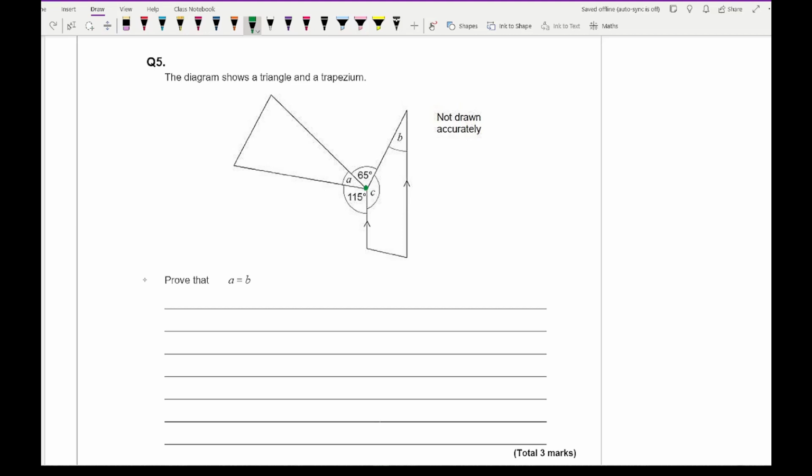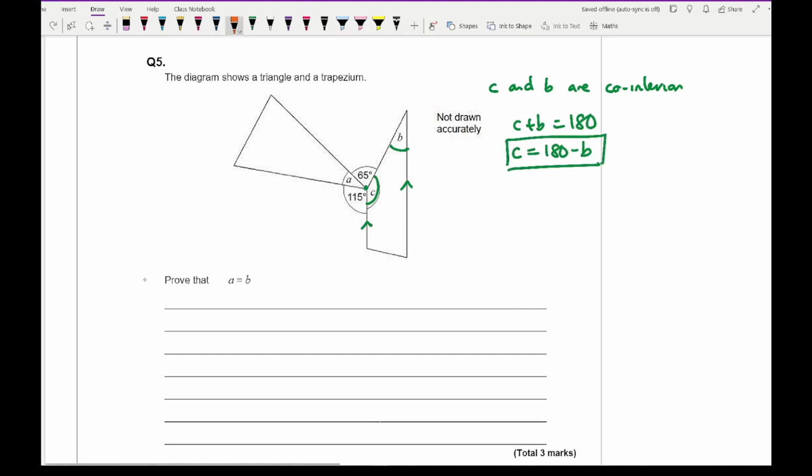So then from this, what I can know is that C and B are co-interior. And again, that's labelled by the reason why it's a trapezium, but I also know that these two lines are parallel. So this angle here and this angle here are going to add up to 180. So that means that C is going to be equal to 180 minus B. I'm just going to put a little box around that.